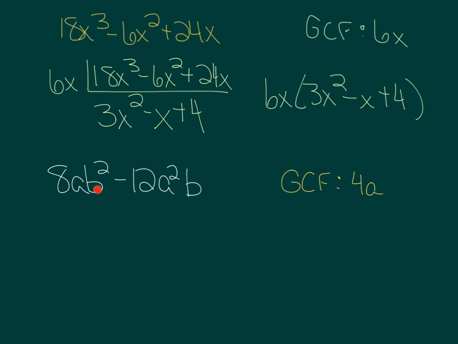Then you look at the b. Is the b common to both? Yes. You use the smallest power, which is just b. To be part of this GCF, it's got to be common to all the terms. It can't just be in one of them. And you always use the smallest power that's common to all. So now I'm factoring out a 4ab.